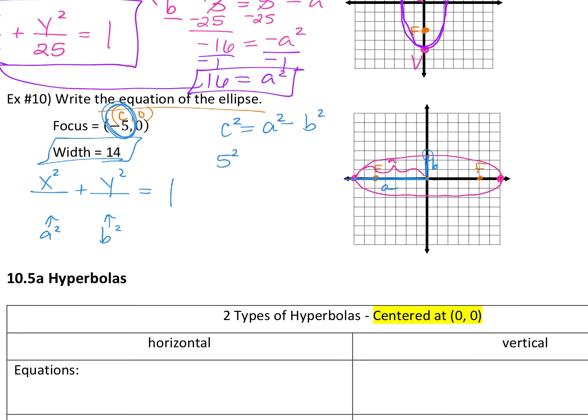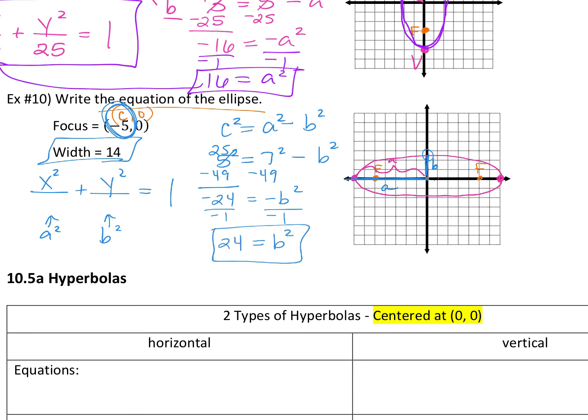Okay, so c squared, 5 squared, equals your a value was the 7. Okay, so 7 squared minus b squared. So we'll subtract that. Take away 7 squared is 49. So you're doing 25 minus 49. So you get a negative 24 equals a negative b squared. So if you divide by -1, you get b squared is 24. Okay, that's going to go here. B squared is 24. A squared, we already found up here, 7 squared or 49. So this is your answer.